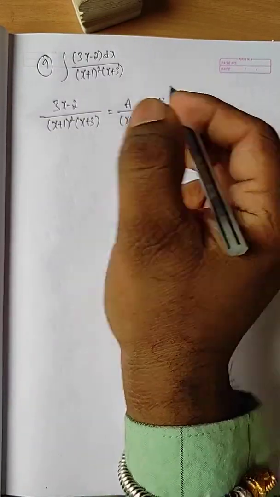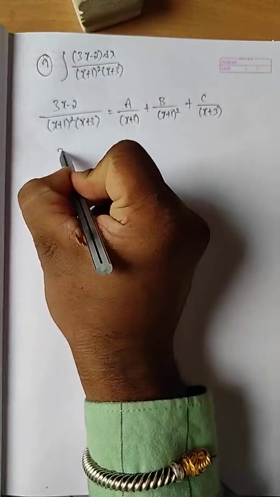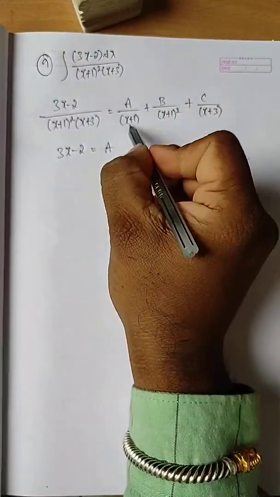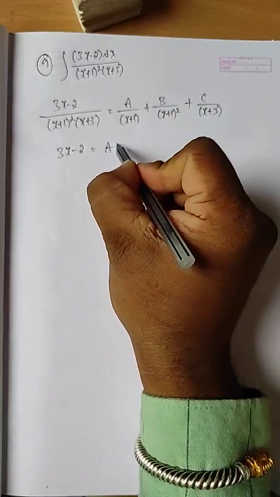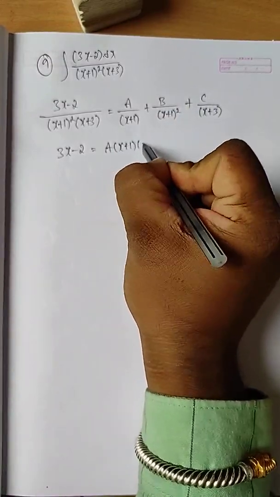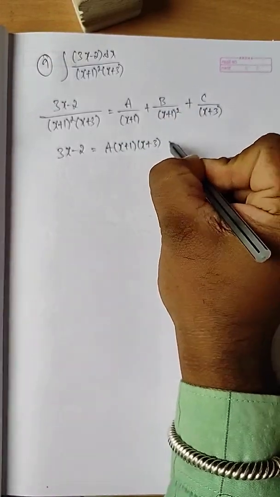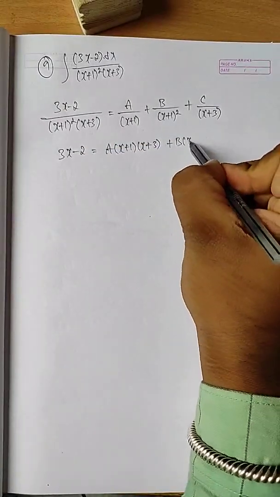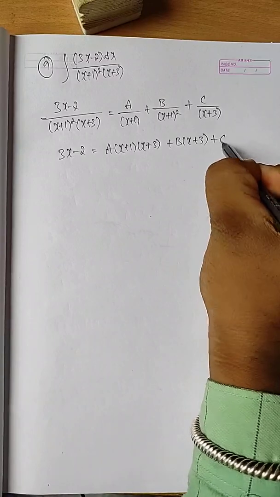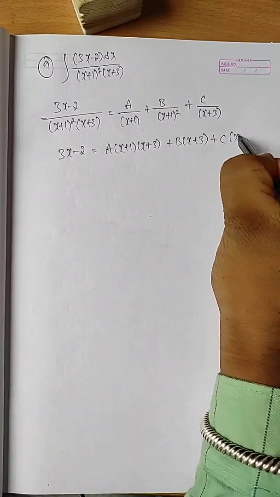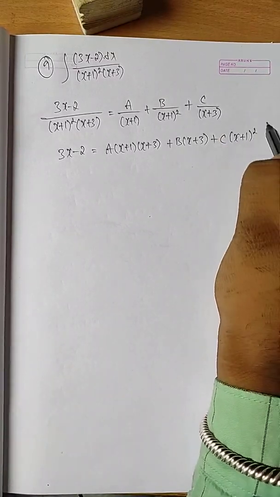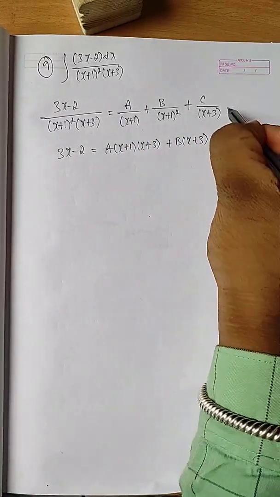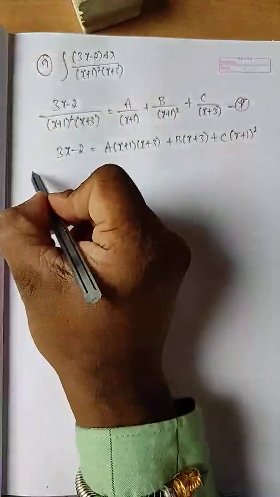Okay, now to find the values of a, b, c: 3x minus 2 is equal to a into (x plus 1) into (x plus 3), plus b into (x plus 3), plus c into (x plus 1) whole square. Okay, now you want to find the values of a, b, c. To find the values of a, b, c, now what do we do? Now substitute.